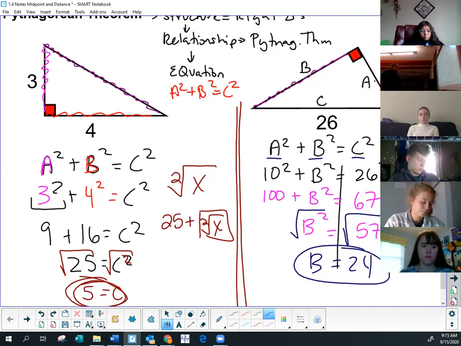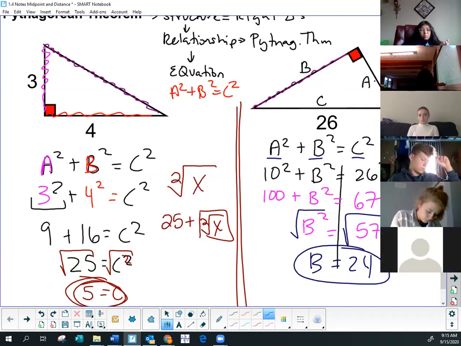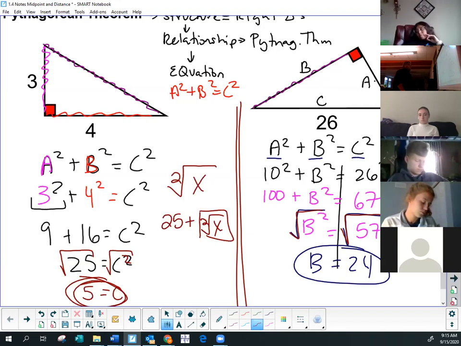Mr. Collins, what are you dividing by? I'm not dividing, that's the square root. Oh, yeah. No worries. Okay, one last question, then we'll move on.